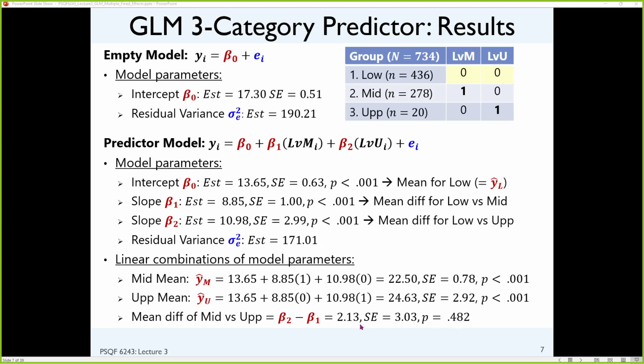So this one's not significant, unlike the other two. Any guesses as to why the standard error for middle versus upper is so large relative to the standard errors for the others?